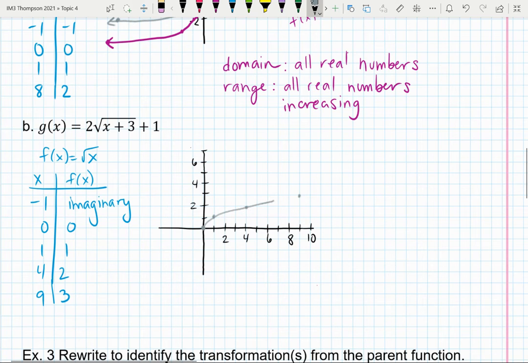So again, I'm doing this in this kind of light gray color so that it doesn't stand out, because this is my parent function. It's not necessarily my answer. It's just going to help me get to my answer. There are 3 pieces of information that change this from the parent function. There's 3 transformations happening.